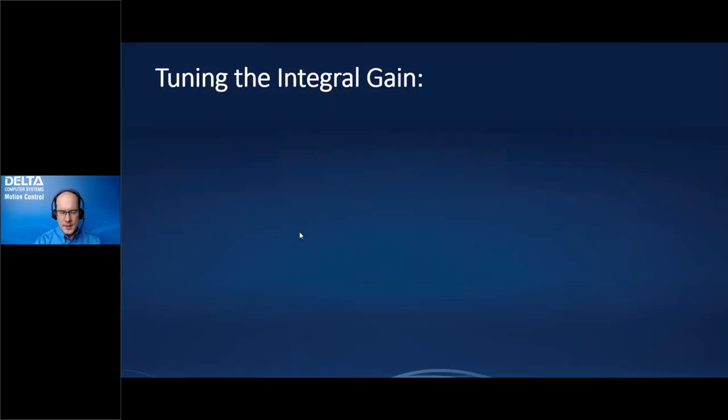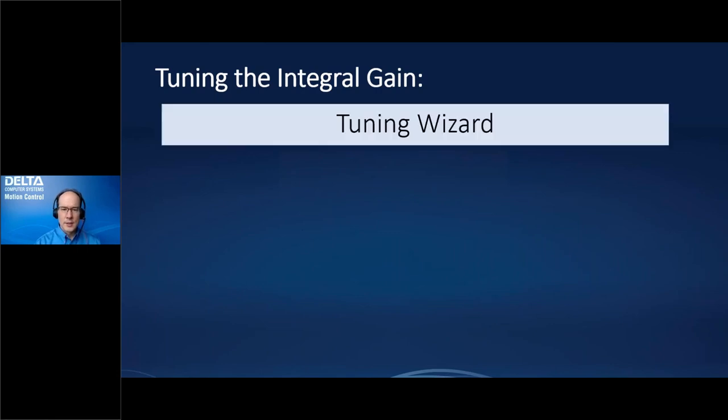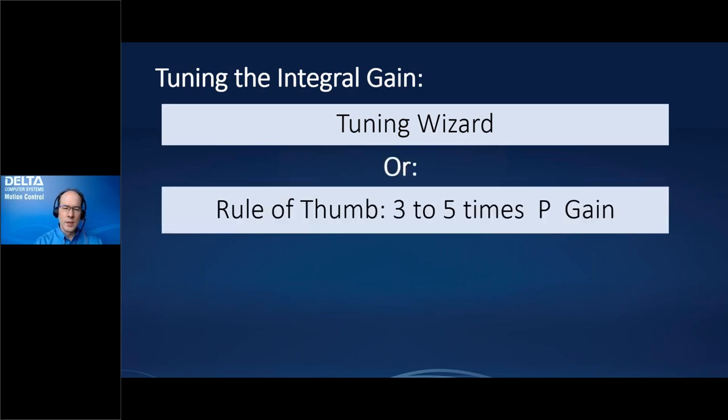One more thing, tuning the integral gain. I haven't really talked anything about that yet. It's generally fairly easy on a good system. You can use a tuning wizard, whether you use auto tuning or tune with existing plot, or if you're doing manual tuning, the rule of thumb is that you can set the integral gain to 3 to 5 times the proportional gain. But keep in mind, this is only for a good system that we do 3 to 5 times proportional gain. And you can actually do a little bit larger as well.